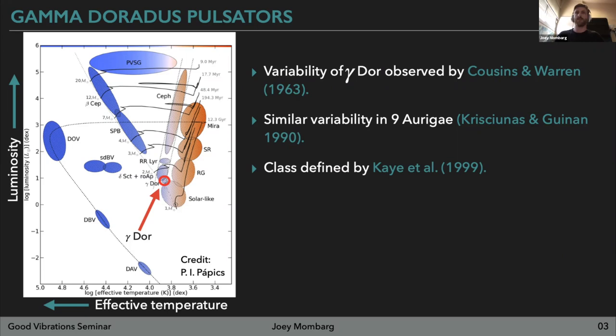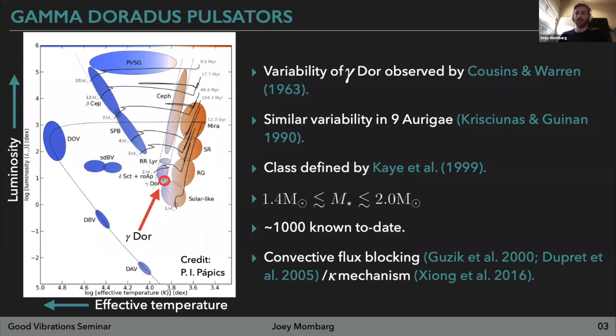These are stars that range from about 1.4 to 2 solar masses. So they have a convective core throughout their main sequence and maybe a thin convective envelope. Today we know about order a thousand of these gamma Doradus pulsators, and the excitation mechanism is believed to be the convective flux blocking mechanism, although the Kappa mechanism might also be relevant for the hotter gamma Doradus stars.